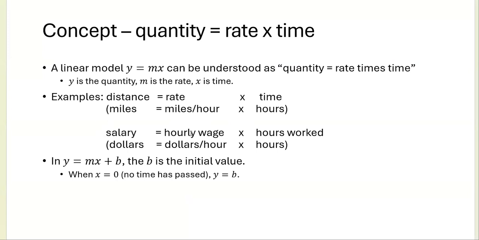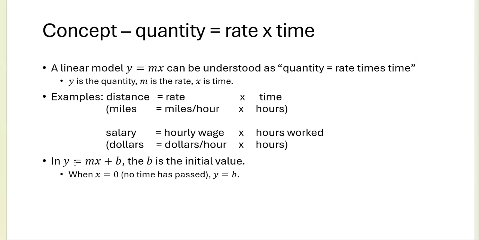Another example, let's say you're working. You have an hourly rate, wage. So like $10 per hour. And you just multiply it by how many hours worked to get your total payout, your salary. So dollars equals dollars per hour times time. So notice time cancels, okay? So quantity equals rate times time.